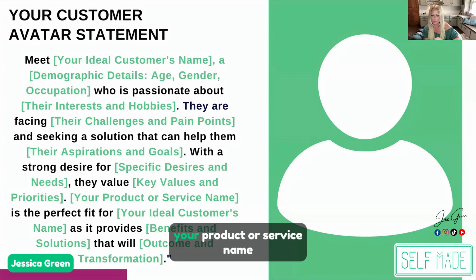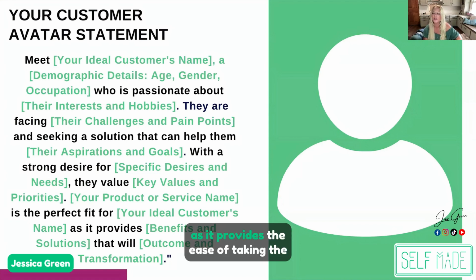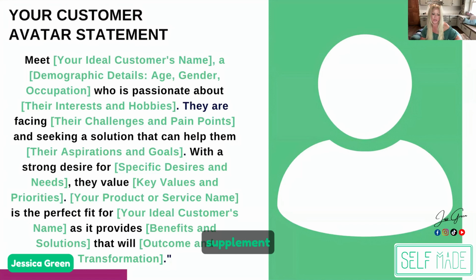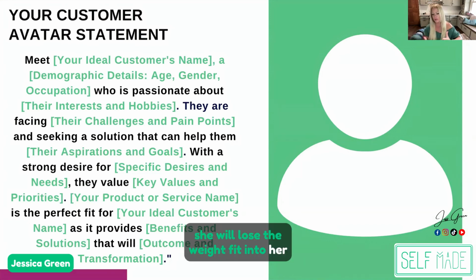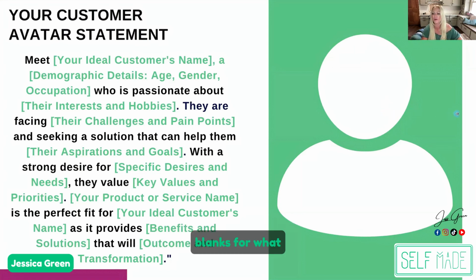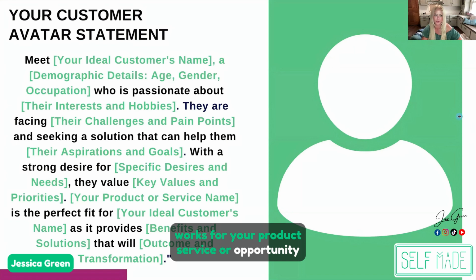Your product or service name, whatever that is, is the perfect fit for Susie, as it provides the ease of taking the supplement that will help her gain the benefits that she needs. She will lose the weight, fit into her dress, and she will feel amazing at her high school reunion. Now, that was off the top of my head, right? So you're going to have to fill in the blanks for what works for your product, service, or opportunity.